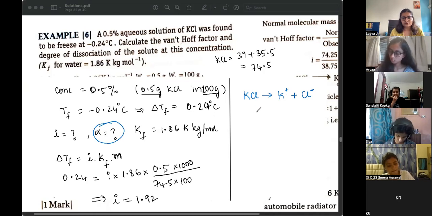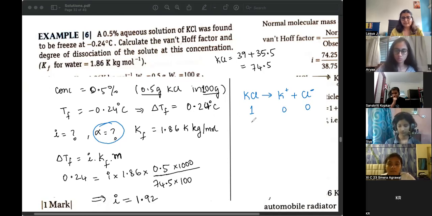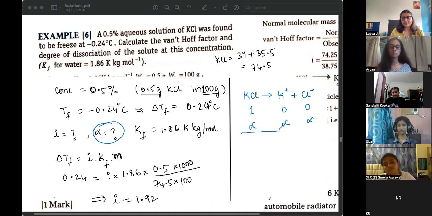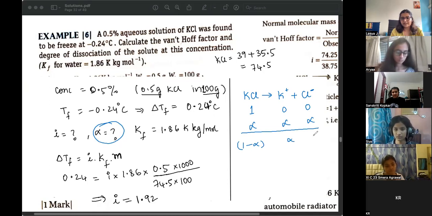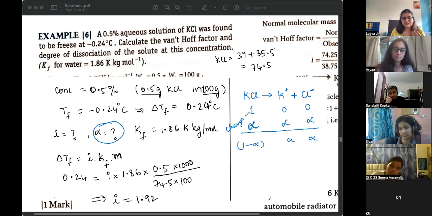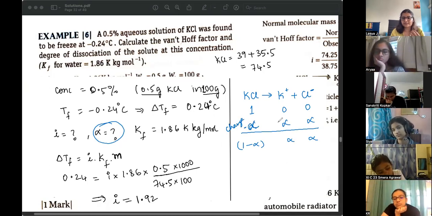So that's where your degree of dissociation comes into the picture. Okay. So ideally, let's say you have 1, 0, 0 initially. If alpha amount dissociates, you get alpha over here, you get alpha over here, which means the total number of particles that you'll be left with would be 1 minus alpha, and alpha, and then alpha. Wait, why is it alpha everywhere? Because alpha amount is dissociating. This is the change. So this is reducing by 1 into alpha amount. This is increasing. From that previous chapter. No, that we did. Yeah, equilibrium.